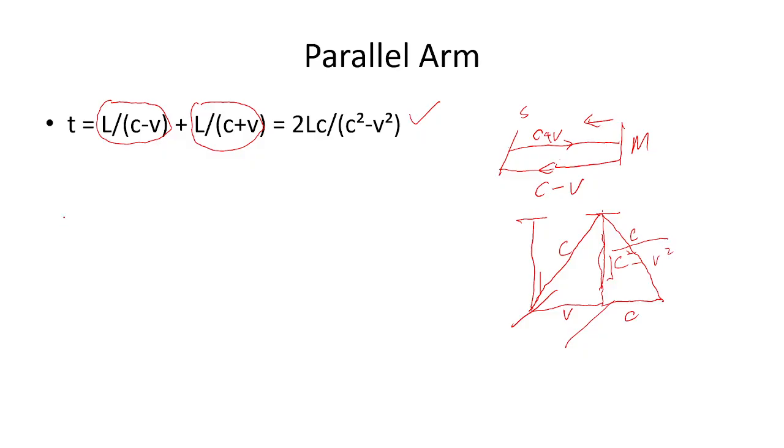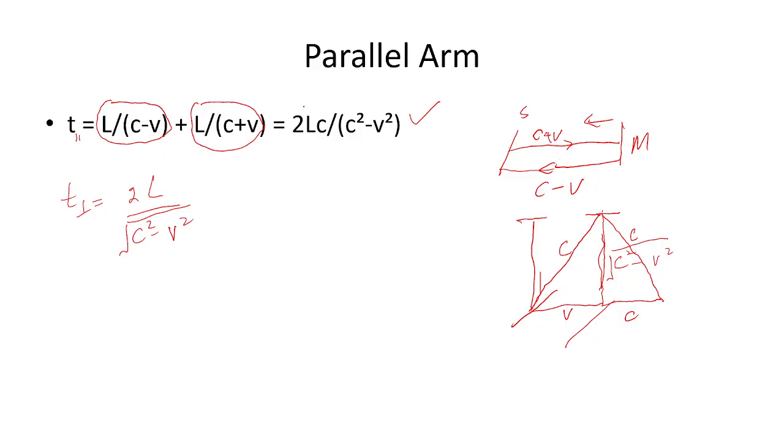So the time taken, this is in fact the parallel time taken, and the perpendicular time taken is 2 times L over this perpendicular velocity, that is the square root of c square minus v square. And I think we calculated and wrote it on the next slide.